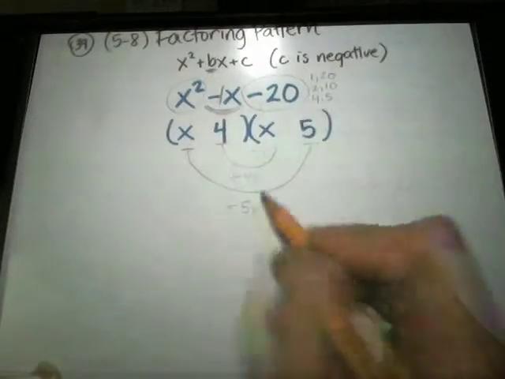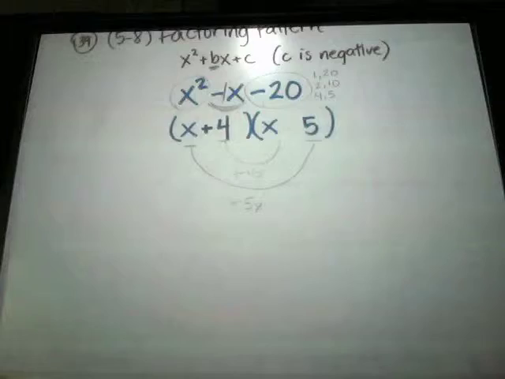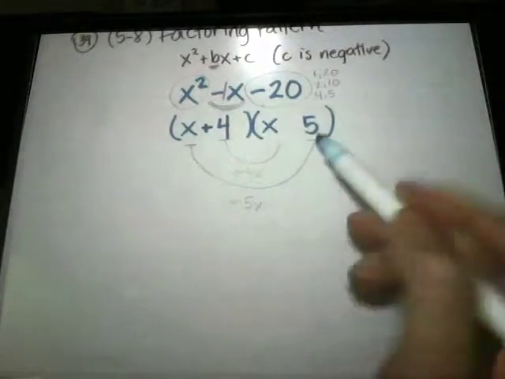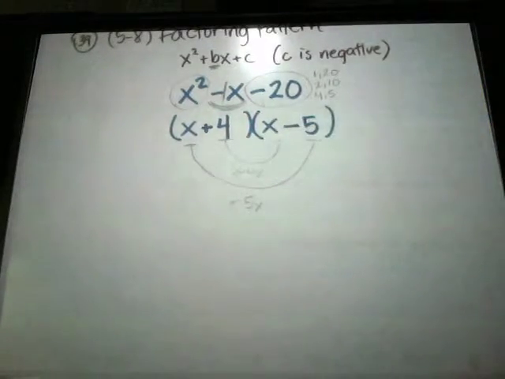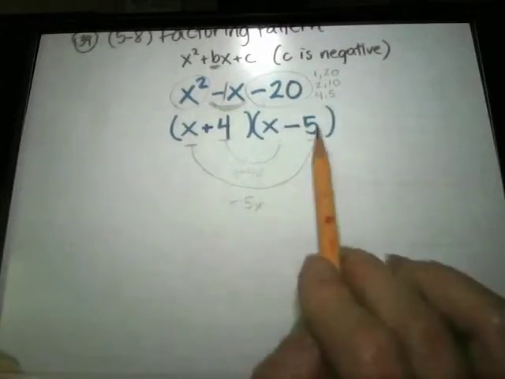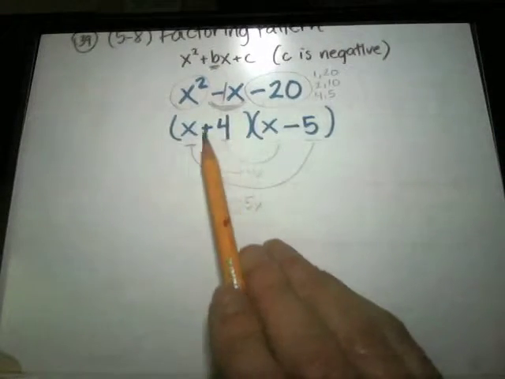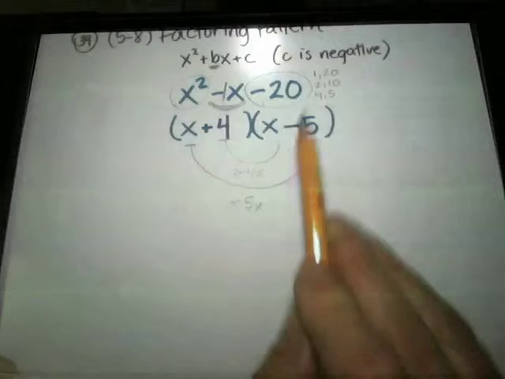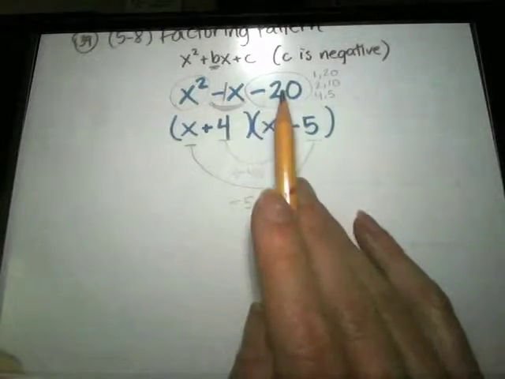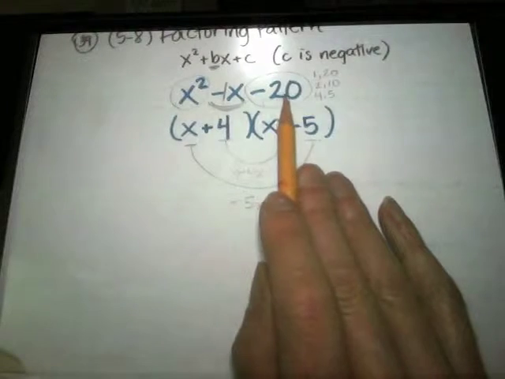Now let's just double check. If I have a positive with the 4, that means I have a plus in this one by the 4. The negative with the 5, so I need my 5 to be negative. Let's double check. Let's FOIL it. X times x, x squared. Negative 5x, positive 4x, yep, that makes negative 1. And finally, last, positive times negative makes a negative. All of these, you're going to have 1 plus and 1 minus to get a negative C term.